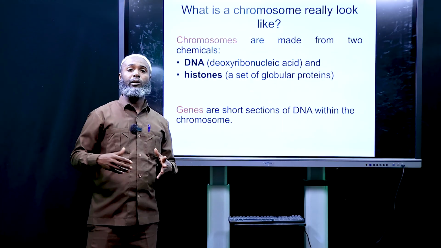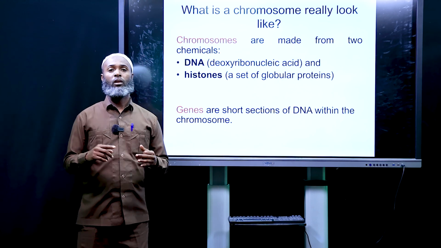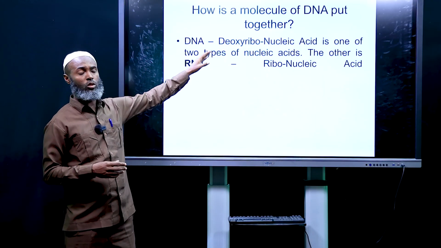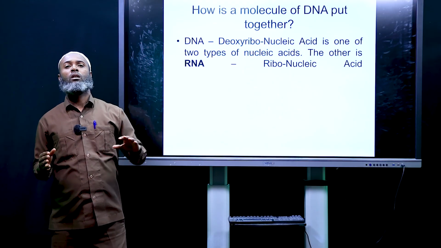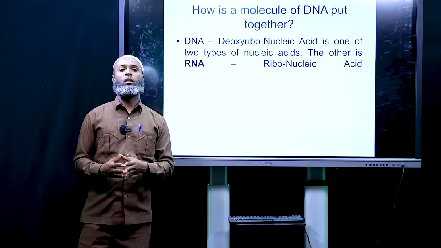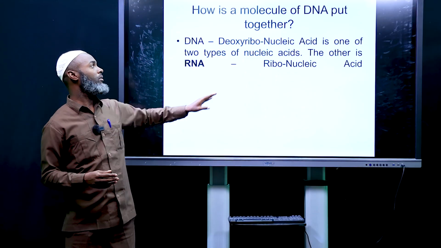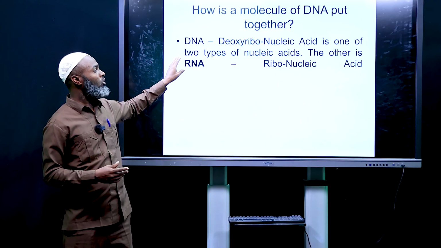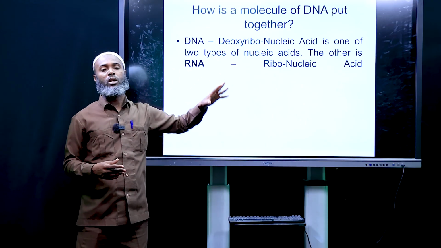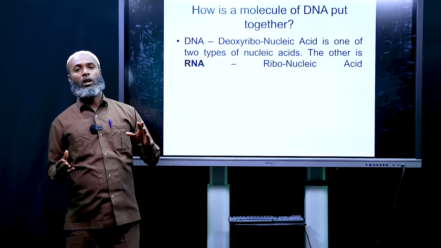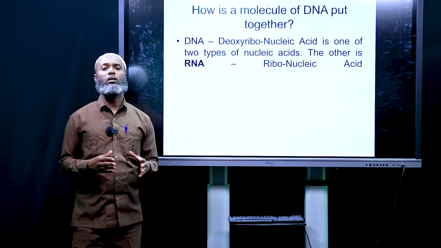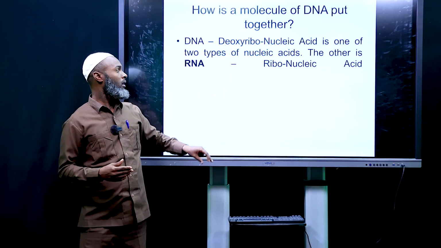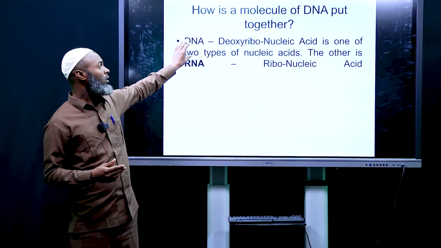So you have to understand chromosome, gene, and how molecules of DNA are put together. You remember that DNA is one of the nucleic acids. There are two types of nucleic acid, obviously, RNA and DNA. And the difference was in three aspects. One is the sugar that they have. In RNA, we have ribose sugar, and in DNA, we have deoxyribose sugar.